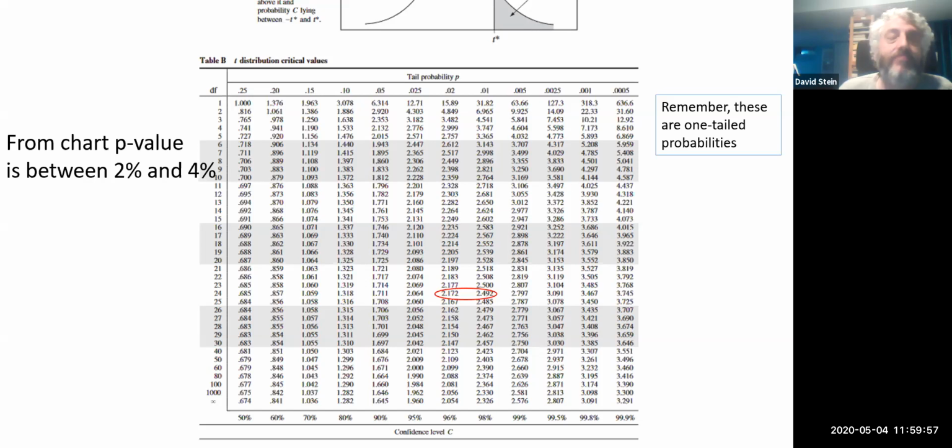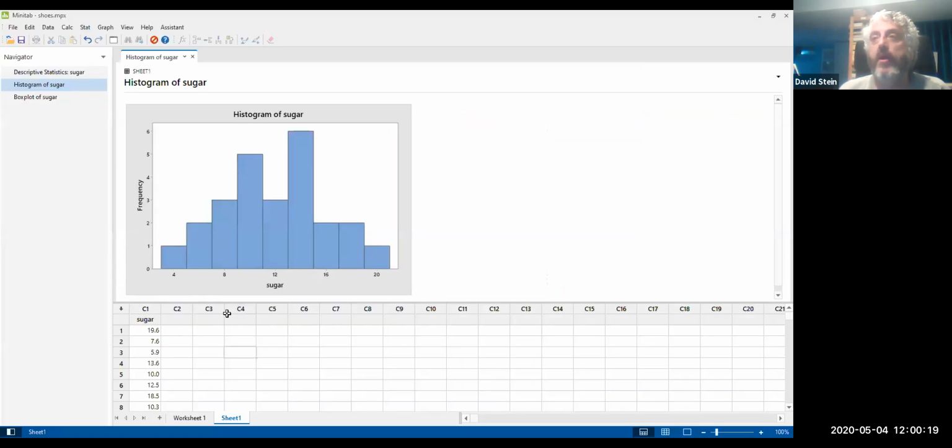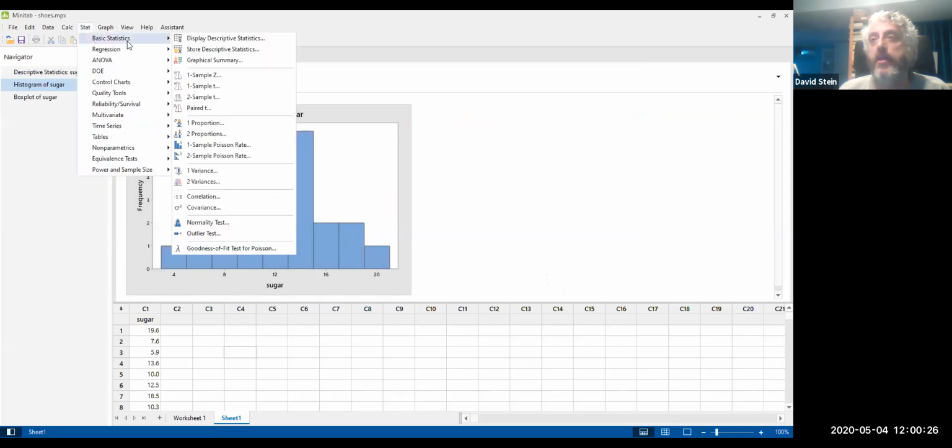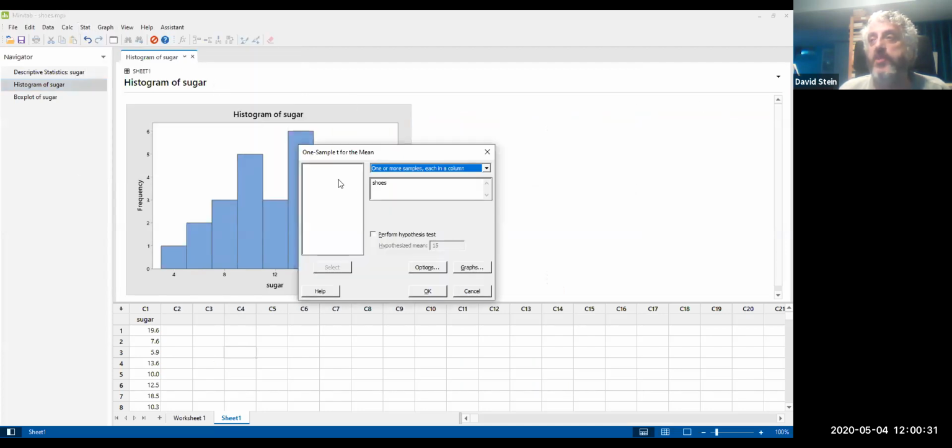That is a little unsatisfying for people, because it's more satisfying to come up with a p-value. And so if you want to actually get the p-value, what you need to do is go to technology. Let me show you. I'll start with some Minitab. I'll go to Stat and Basic Statistics, and I'm doing a one sample t. So I'm choosing one sample t.